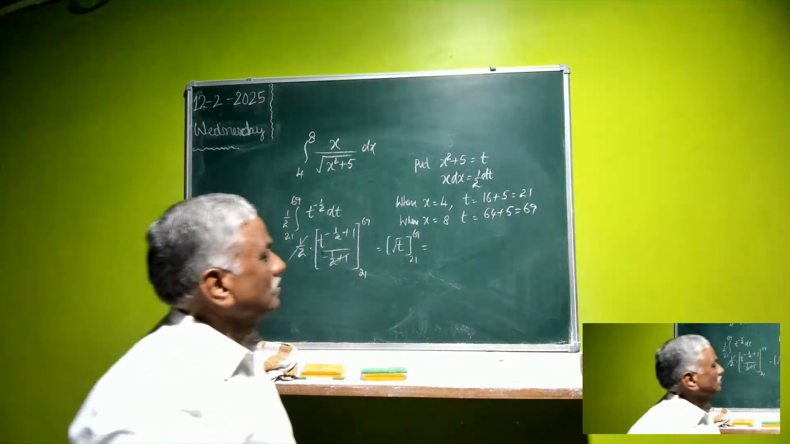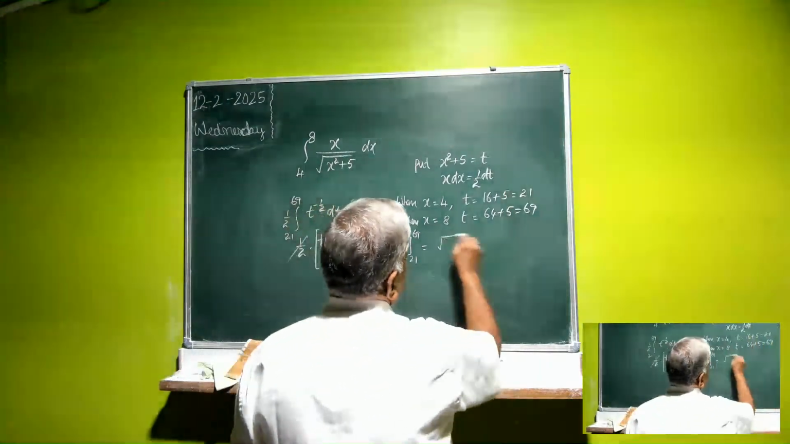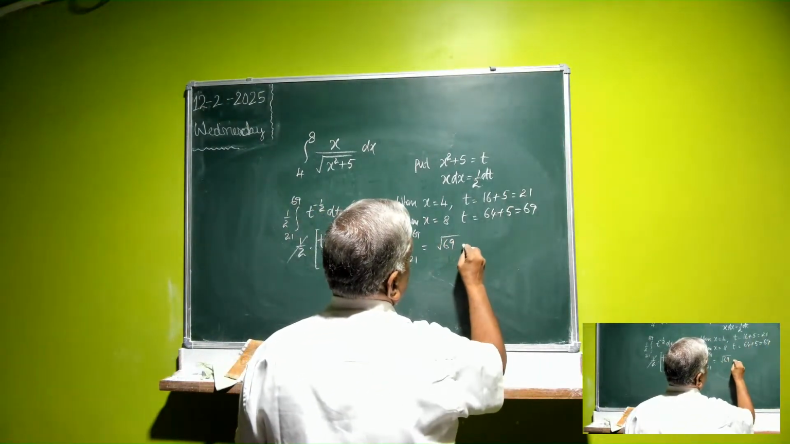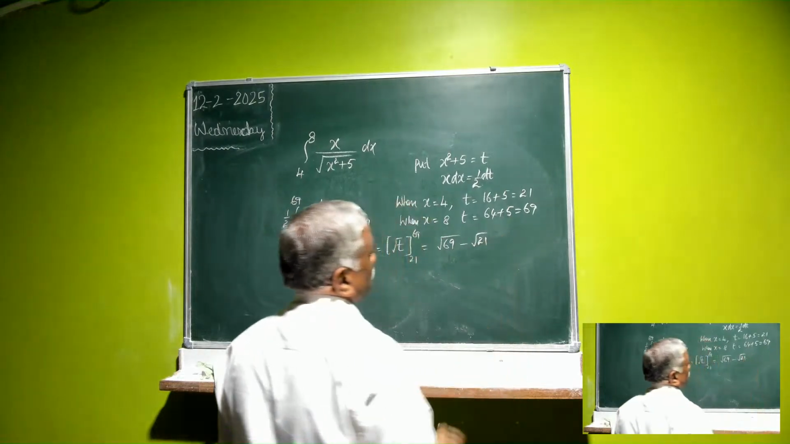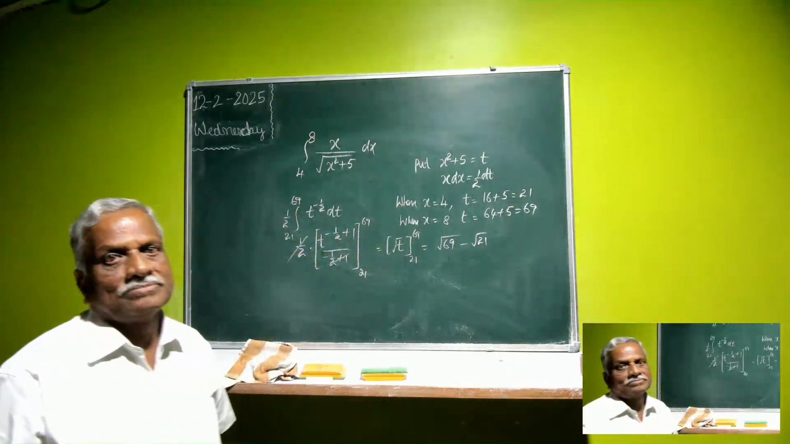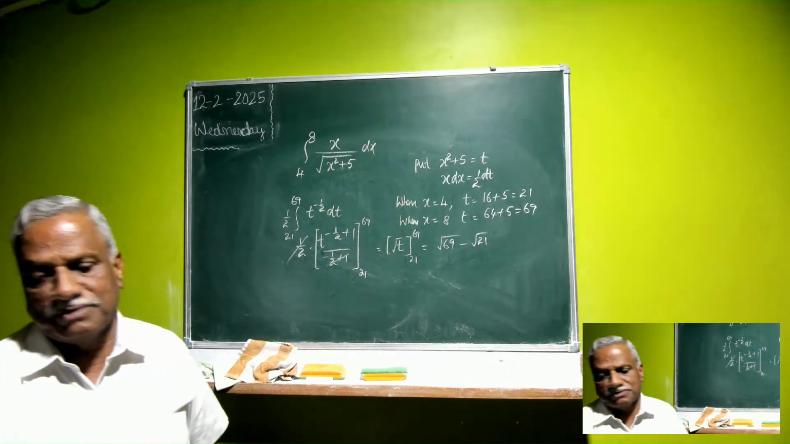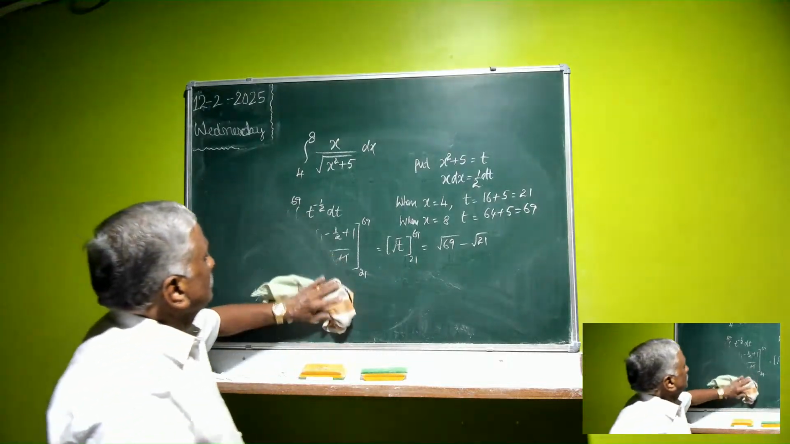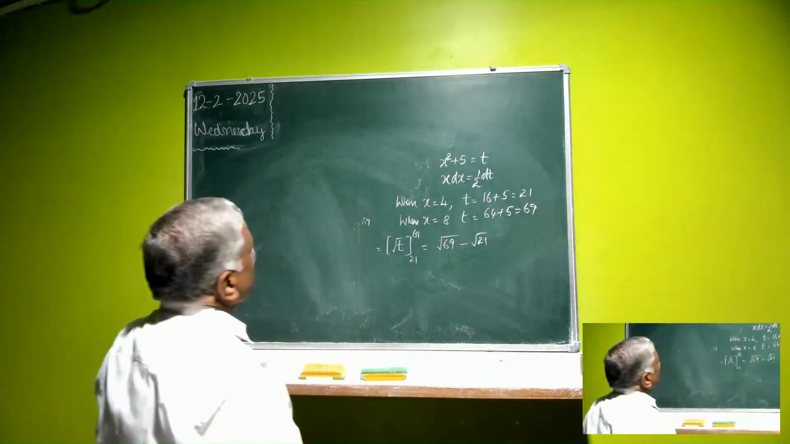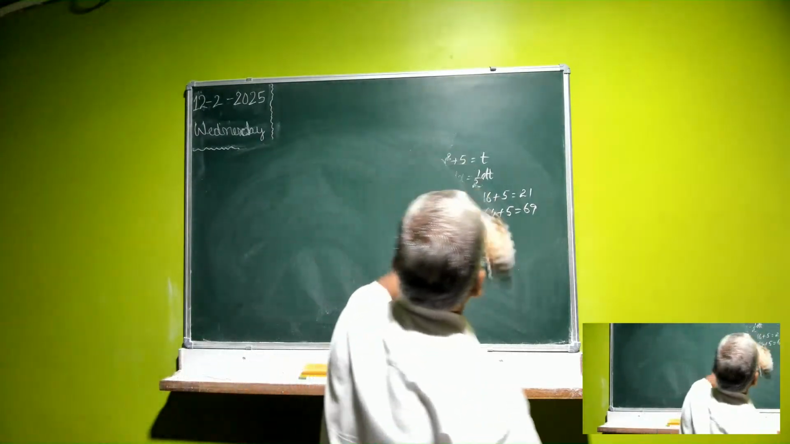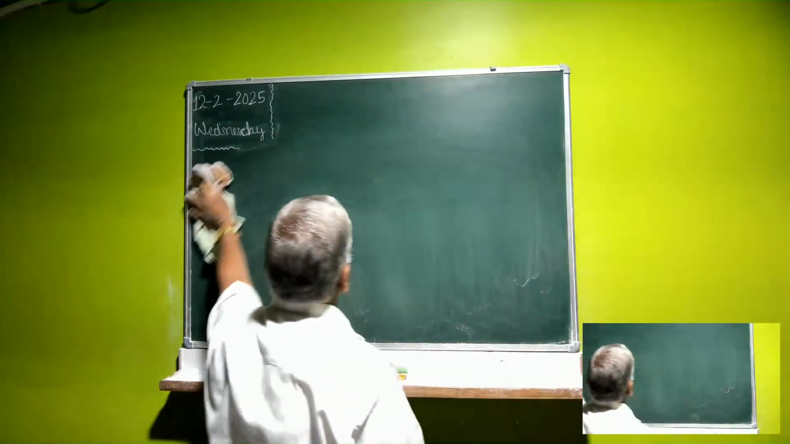Now, you will learn to simplify this. This is root 69 minus root 21. Leave it like that, it can't be simplified. It's not possible to simplify all the problems, but simplify to the extent possible.